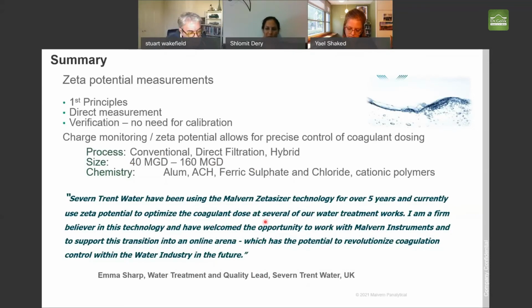So it's very clear that the use of Zeta Potential or online Zeta Potential is a very, very valuable tool in terms of optimizing the dosing process and therefore controlling your chemical cost and potentially sludge production as well. Okay, well, that's it from me. I'd be happy to take any questions if there are any.